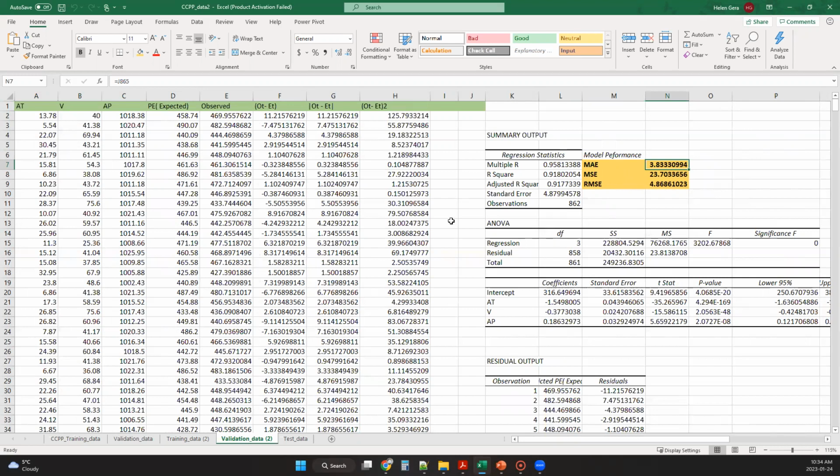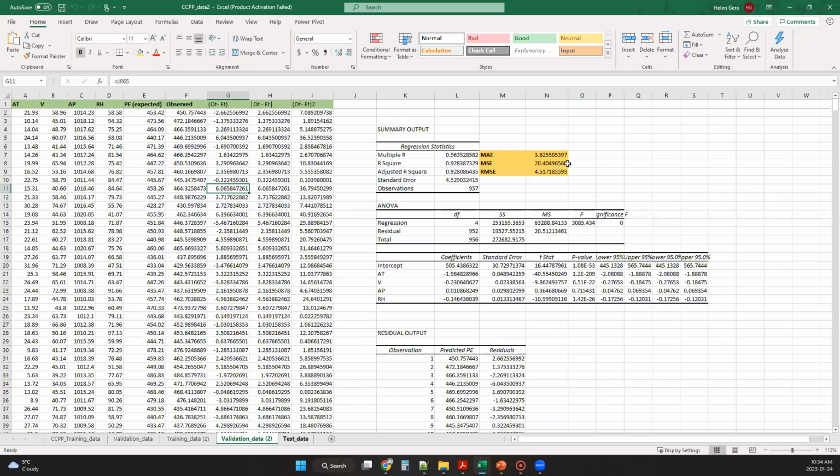So I have selected the first model with four features, and using the test data set, these are my metrics. MAE is 3.6, MSE is 20.4, and RMSE 4.1. So as you may see, the observations, the predicted rate is pretty close to the expected one.